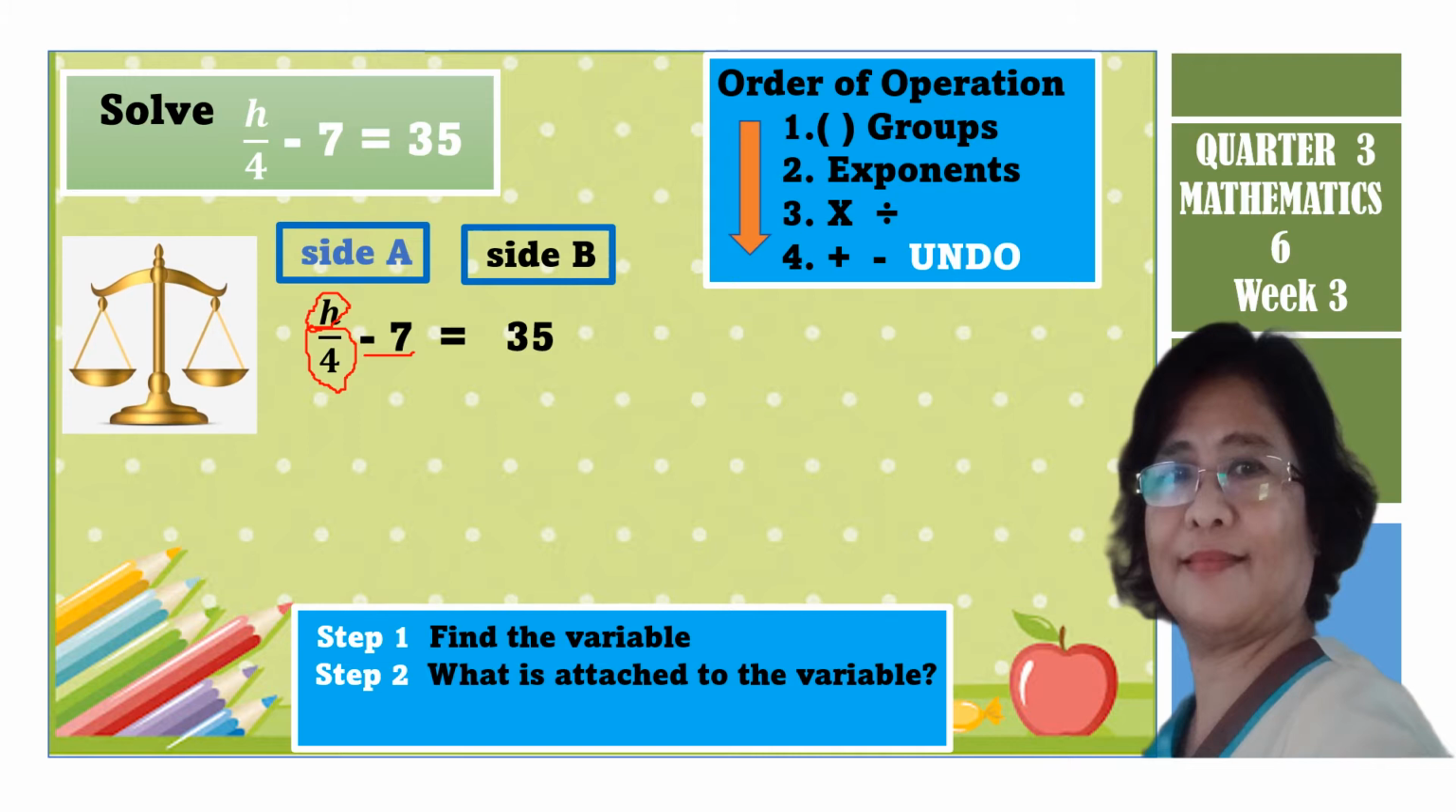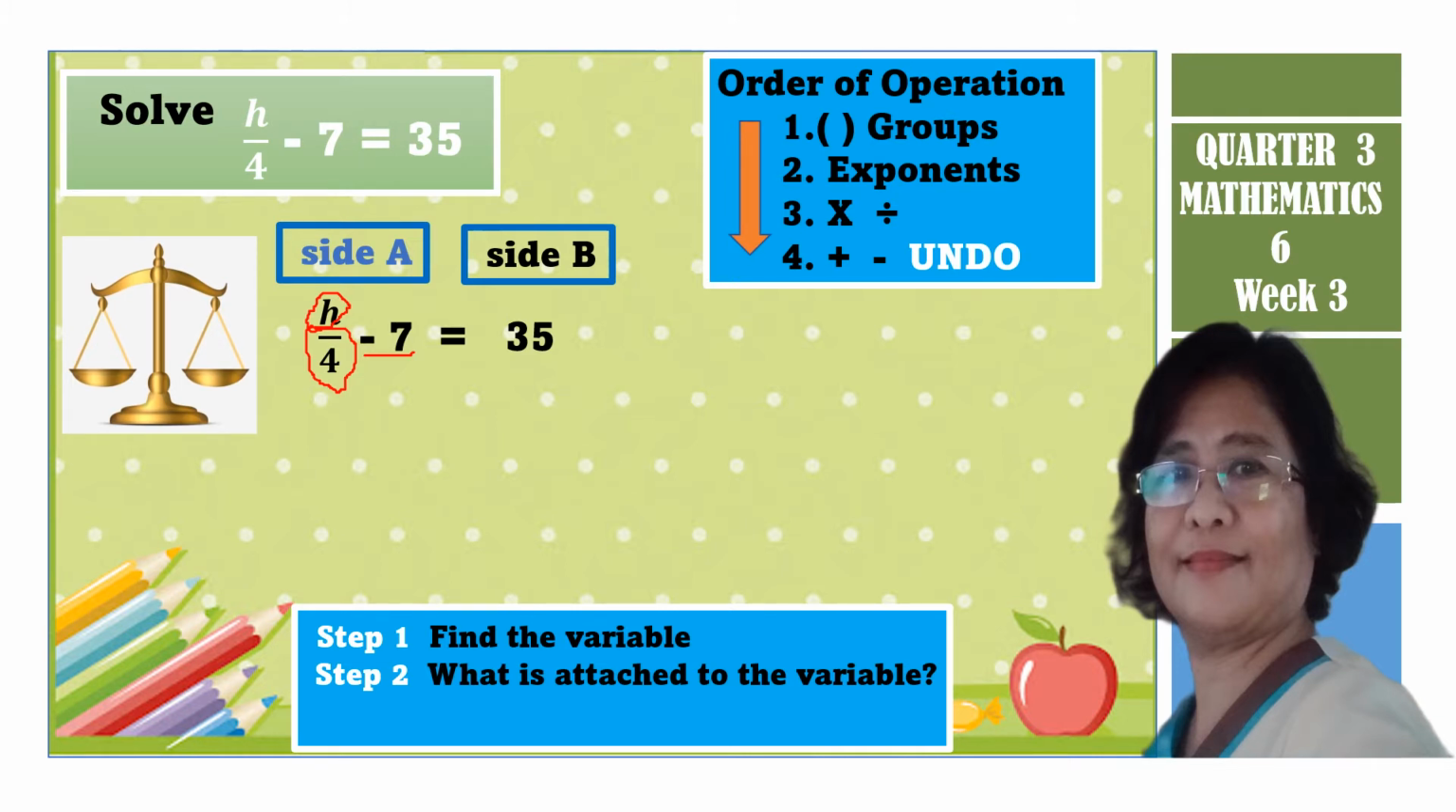We have number 1, grouping, followed by exponent. Then number 3 is multiplication and division. And the last is addition and subtraction. To solve the equation, we have to undo the order of operation. Pag sinabing undo, opposite, pabaliktad.